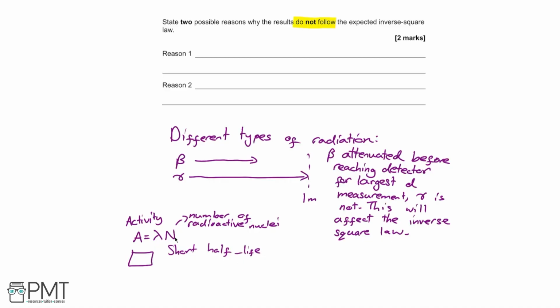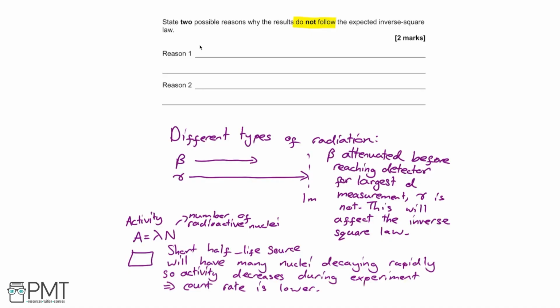Keep in mind that this only really matters if the number of radioactive nuclei changes dramatically. In the experiment, some will be decaying anyway, but as long as this is a small number relative to the total number in the sample, the activity will remain roughly the same. Therefore, our reasons are 1.